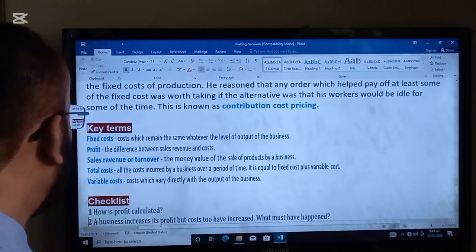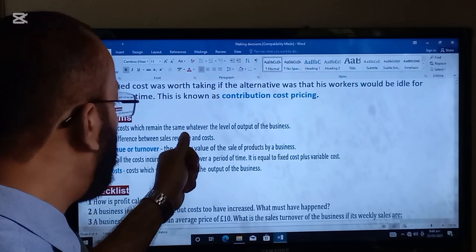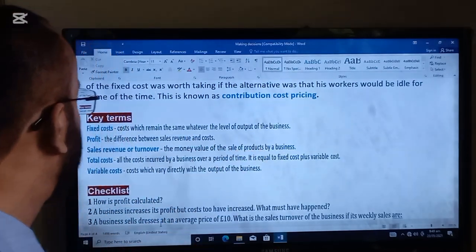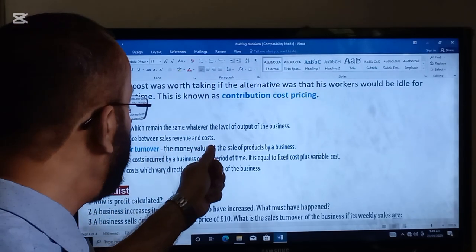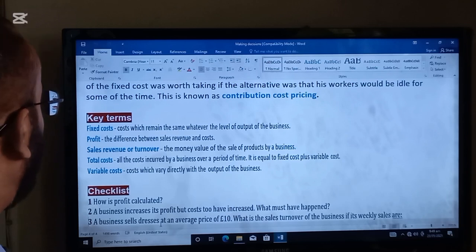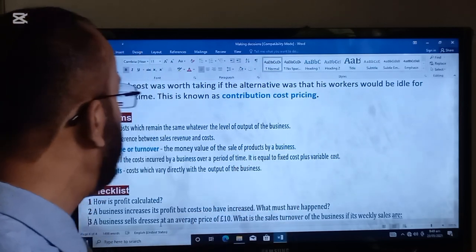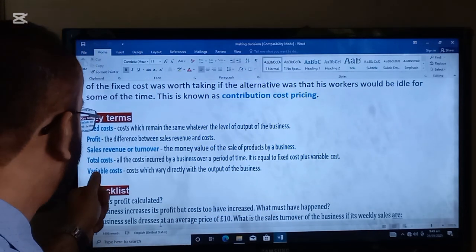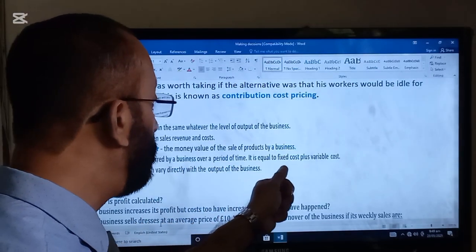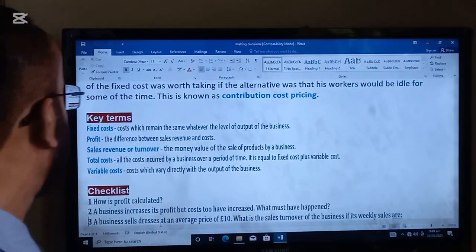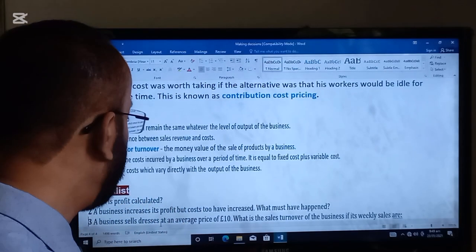Some key terms are here. Fixed cost: cost which remains the same whatever the level of the output of the business. Profit: the difference between the sales revenue and cost. Sales revenue or turnover: the money value of the sale of the products by a business. Total cost: all the costs incurred by a business over a period of time. It is equal to fixed cost plus variable cost. And variable cost: cost which varies directly with the output of the business.